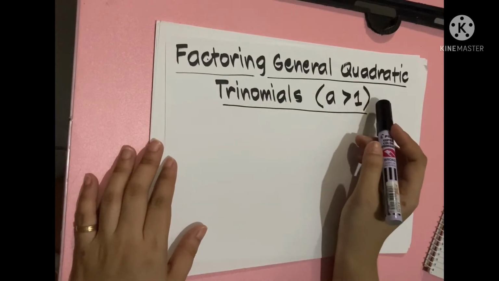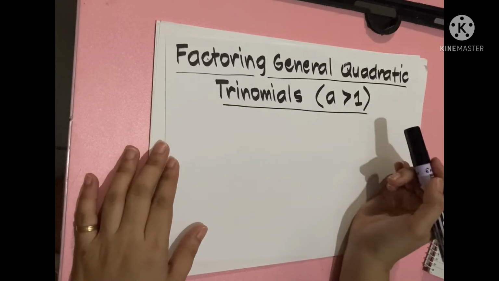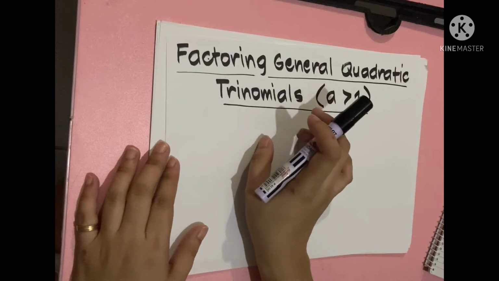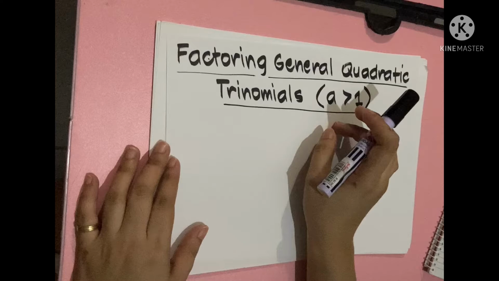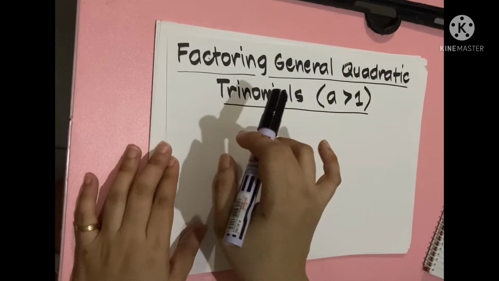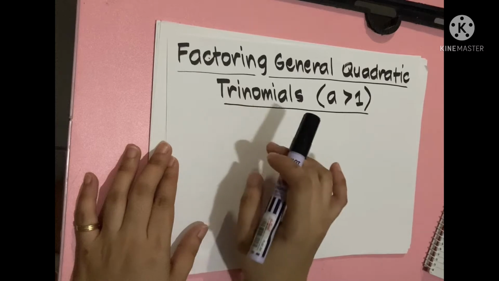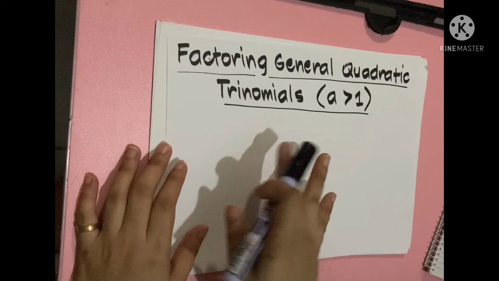Factoring general quadratic trinomials when a is greater than 1. Sa pagpa-factor ng quadratic trinomials na kung saan ang value ng a natin is greater than 1, first thing we need to do is to identify kung sino ba si A, sino ba si B, and sino ba si C.